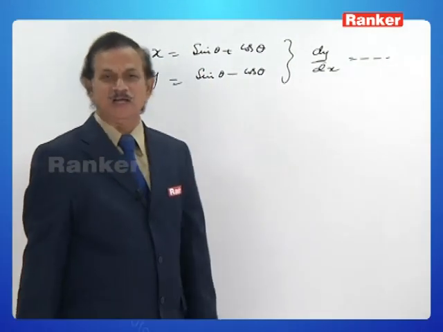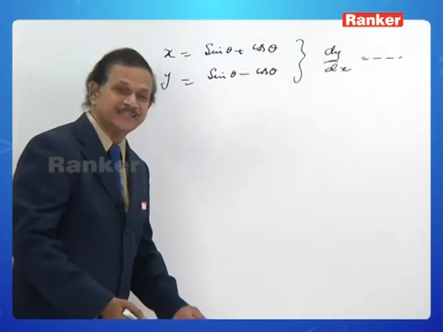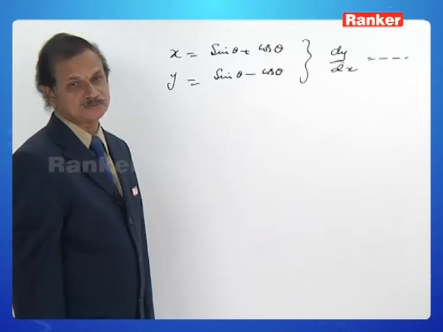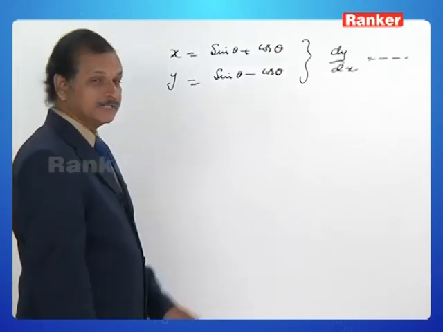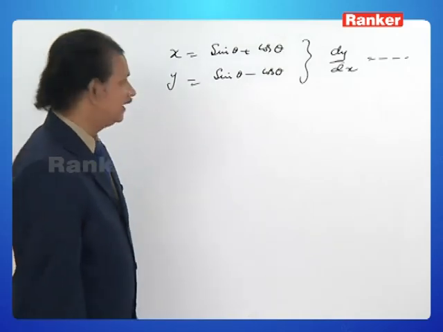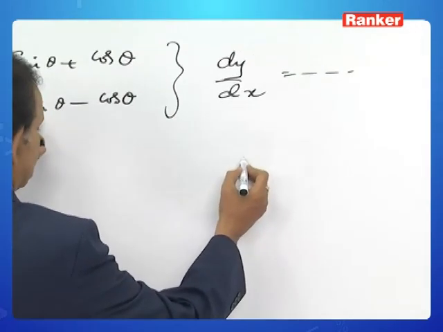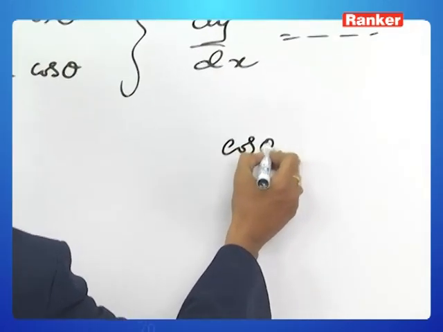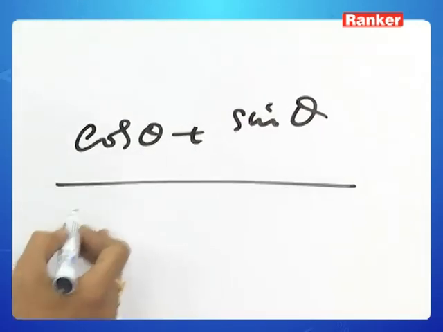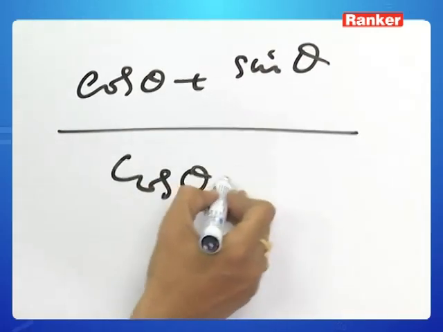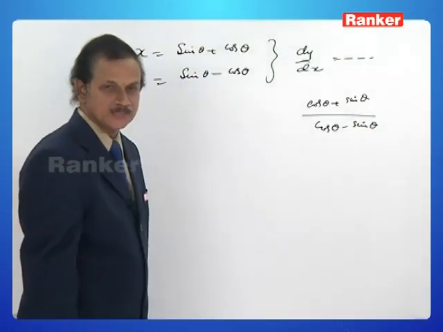You first of all observe the options. Is the answer given in terms of thetas or x's? Suppose you want the answer in terms of thetas, it is dy by d theta by dx by d theta. dy by d theta is nothing but cos theta plus sin theta, and dx by d theta is cos theta minus sin theta.